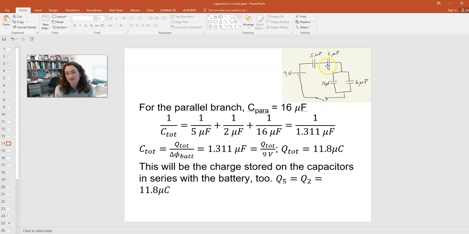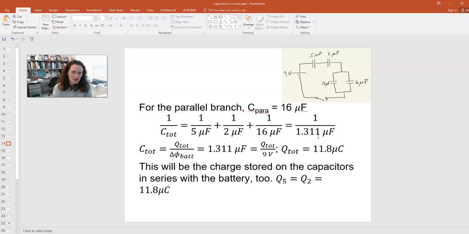So now I have a 5, a 2, and then an equivalent 16 microfarad capacitor in series with one another. To find the equivalent capacitance for capacitors in series, I add the reciprocals. So for my total capacitance for the circuit, 1 over C total would equal 1 over 5 plus 1 over 2 plus 1 over 16. Okay? So you could add those up in your calculator, and then use that to find the reciprocal of the total capacitance and then take the inverse of that. So I've just represented that here. The equivalent capacitance for these series capacitors would be 1.311 microfarads.